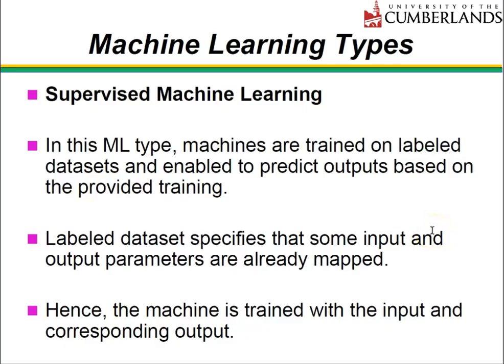So let's start with supervised machine learning, which is probably the most common type used in business applications. So in supervised machine learning, machines are trained on labeled data sets. That's where the word supervised comes from. The labeled data set is one where we've already identified the correct answer. We've marked the examples in our training data with their correct classification or outcome.